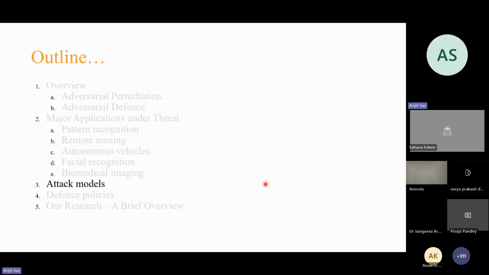So next, we are going to understand different attack models. Now we are going to get a bit technical. Most of you now understand what adversarial perturbations are, what the defense mechanisms are, what the definition is, a brief overview, and the major applications that are under threat from these adversarial perturbation attacks. Now we try to understand the different attack models.